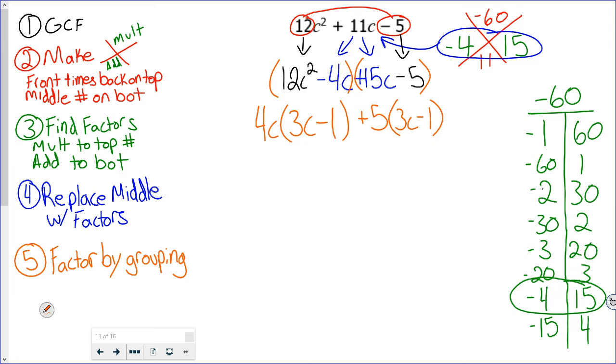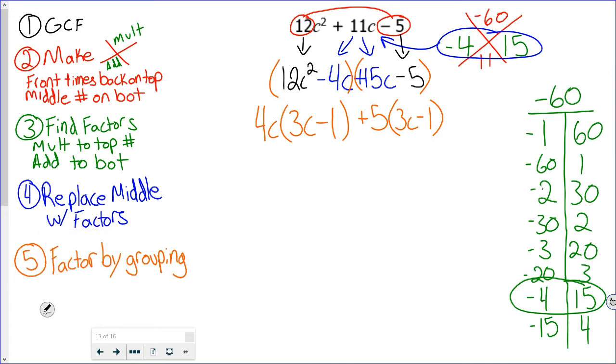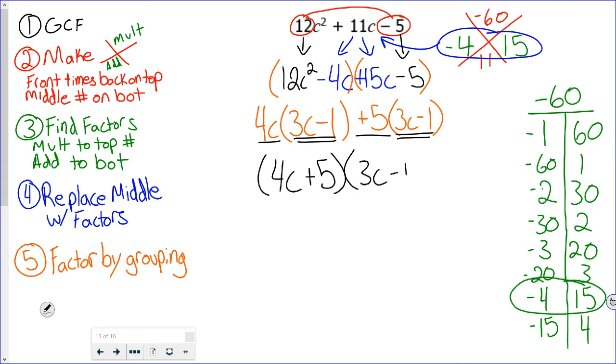Look at that. My two parentheses match. That has to happen every single time. And if so, you can kind of write your final answer. We're done. We have 4c here plus 5. The front stuff comes together. And then if those middle terms match, it means we did it right. This matches this and comes in our final answer, 3c.